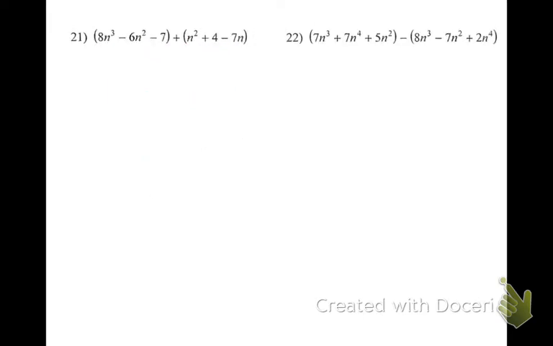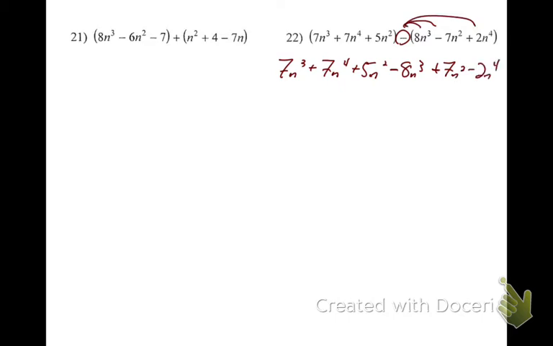I'm going to do at least one more subtraction problem. I'll do 22 because that's subtraction. So I'm going to drop the parentheses, and I gotta distribute the negative here. So this will be 7n to the third plus 7n to the fourth plus 5n squared, and then it's going to be minus 8n to the third plus 7n squared, and then minus 2n to the fourth. Make sure you change those signs. Now, there's no other term I can combine with the 7n to the fourth, so that one starts. My n to the thirds, I have one here and one there. They combine to make negative 1n to the third.